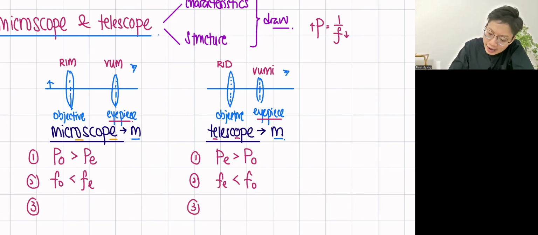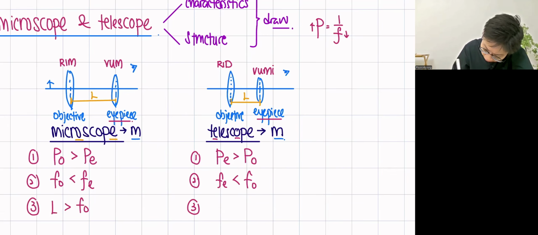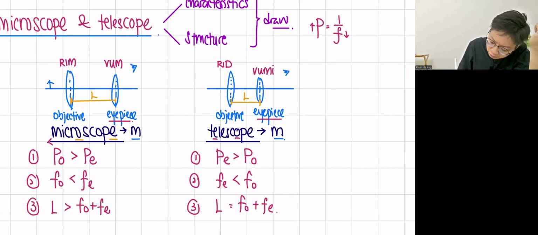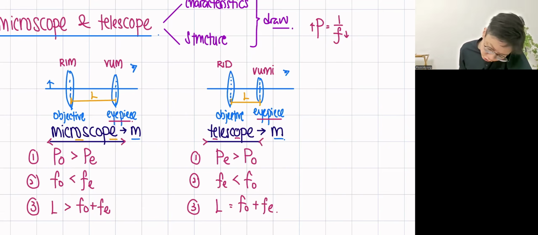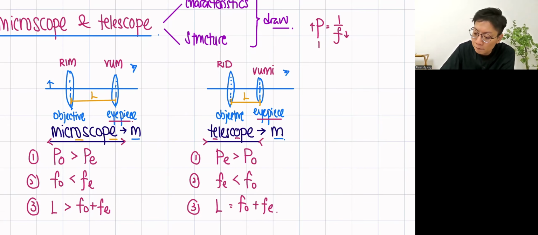It's called L. L is the distance between the lens. L is the distance between the lens. For the microscope, L is more than FO plus FE. For the telescope, this is equal to FO plus FE. Okay, how to remember that? You see, the word microscope is longer. The word telescope is shorter. Do you see? Telescope only got, what is P? P stands for power of the lens.